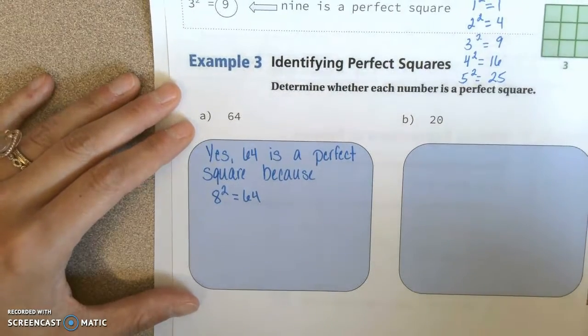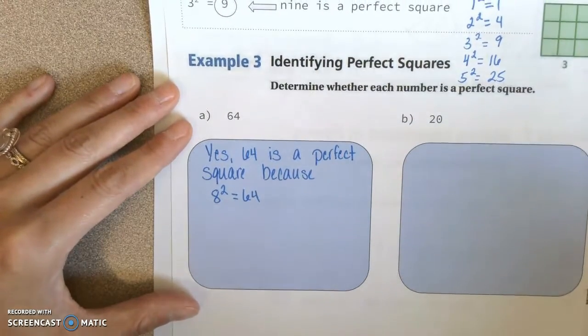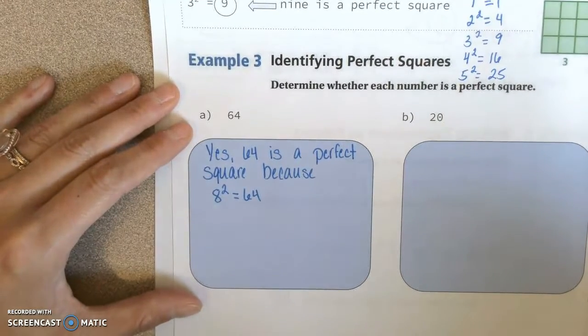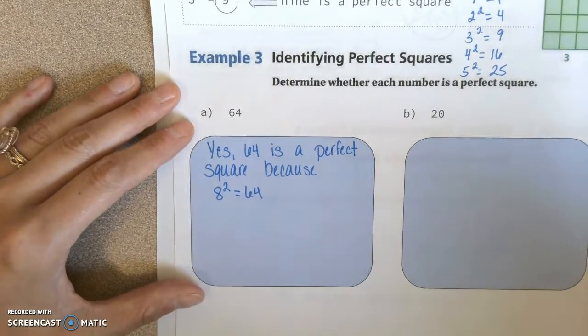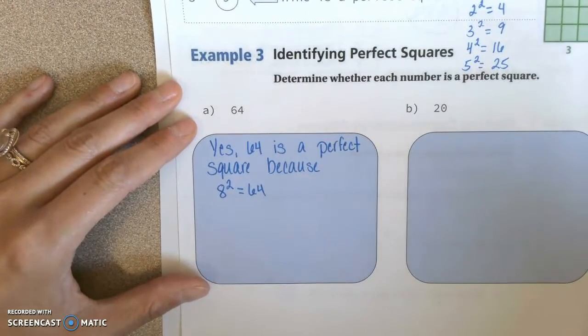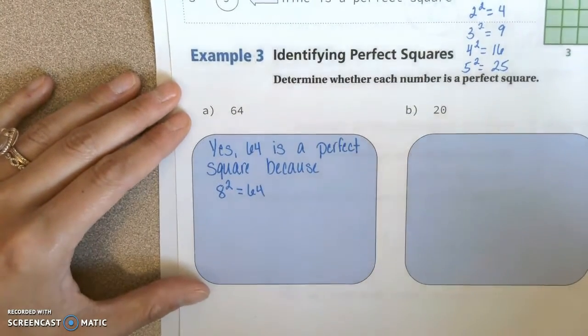So when I write out my explanation, I did that in a complete sentence, and I know we're in math, but complete sentences are important skills for all subjects. And then this just helps me justify my answer. I'm going to say yes, 64 is a perfect square because 8 squared is 64. You can say because 8 times 8 is 64, it would mean the same thing.